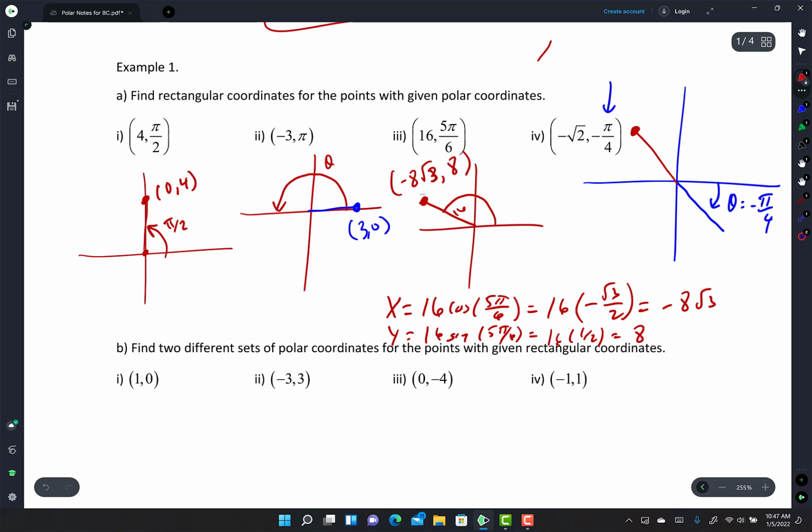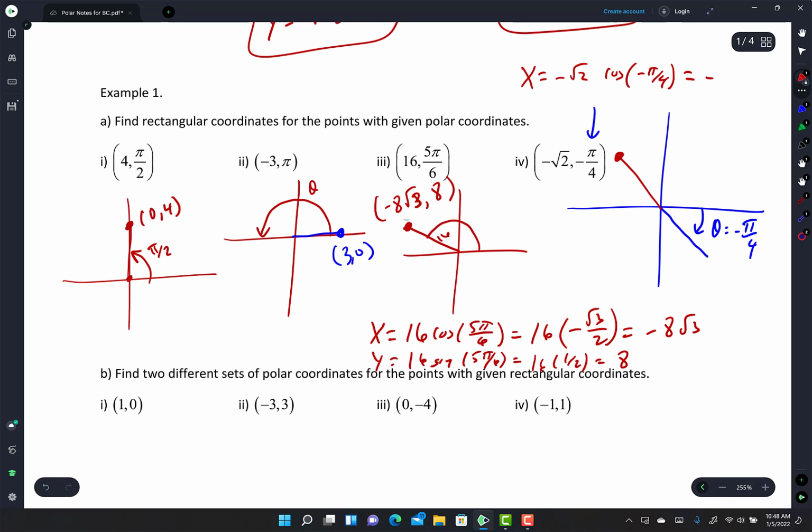So again, like the last time, x equals negative square root of 2 times cosine of negative pi over 4. It's going to give me a negative value. It better. Cosine of negative pi over 4 is square root of 2 over 2. So you get negative 1. Negative square root of 2 times square root of 2 is 2, and 2 divided by 2 is 1.